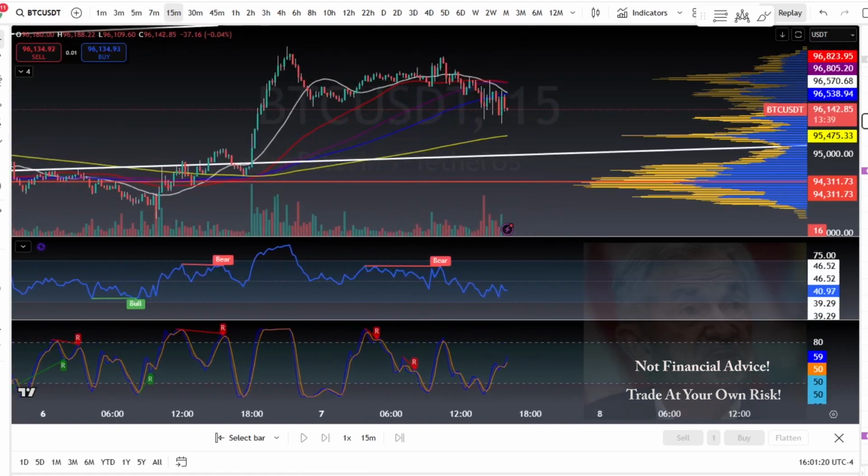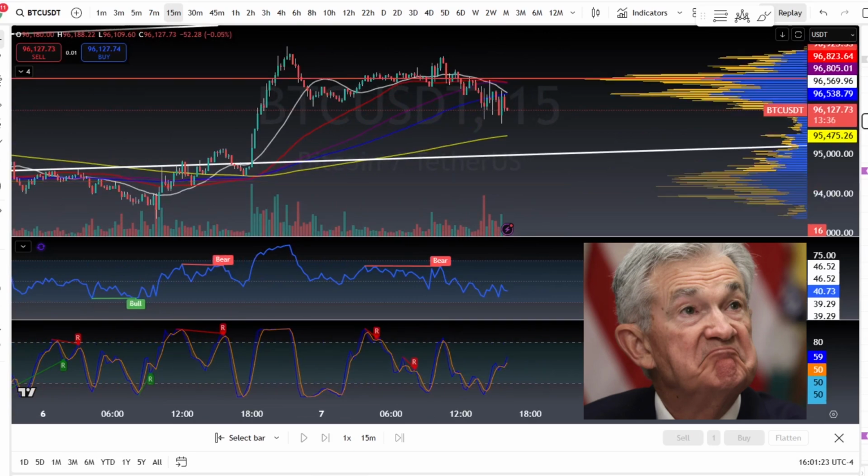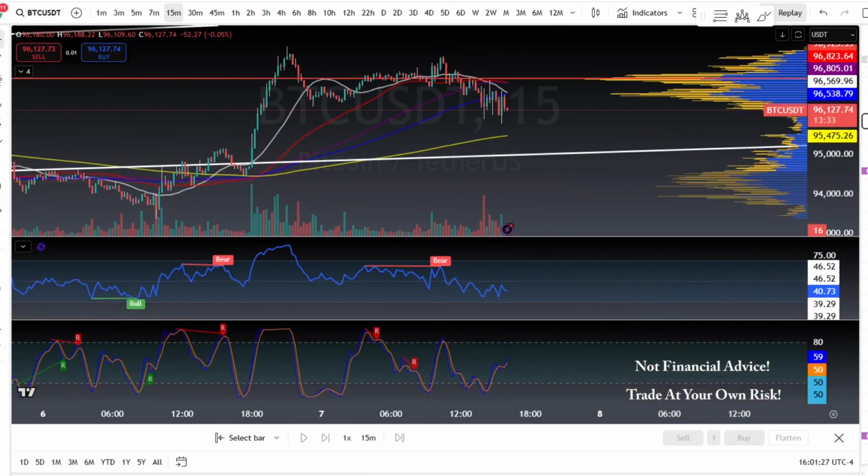Remember, today Jerome Powell did speak. It was kind of a nothing burger. He didn't really say much. Basically, he did not cut any rates. It's possible that they might do something later on in the future, but he didn't give too much information. So we did drop down a little bit, but we are maintaining above 96K at the moment.